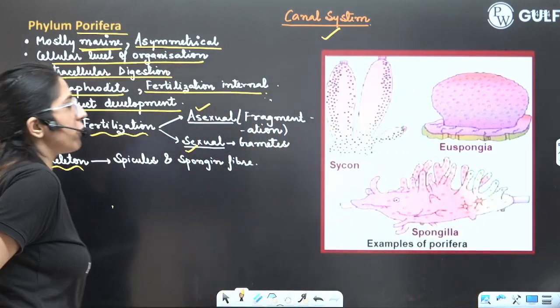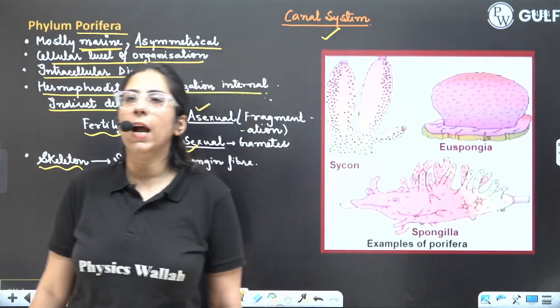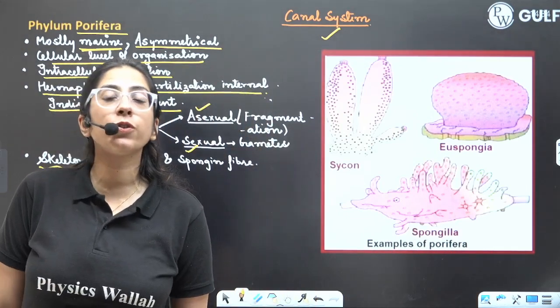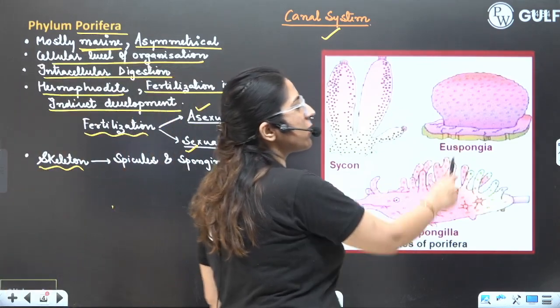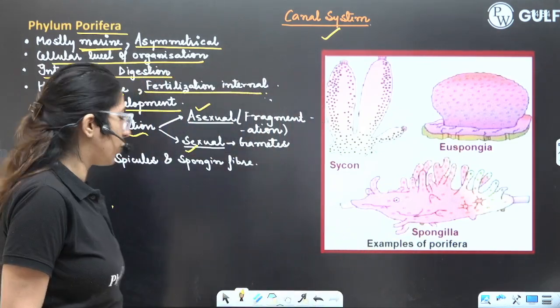So examples also, guys, you should know: Sycon, Euspongia and Spongilla. Out of all these three, which one looks like a bath sponge? Euspongia. So this one looks like a bath sponge.